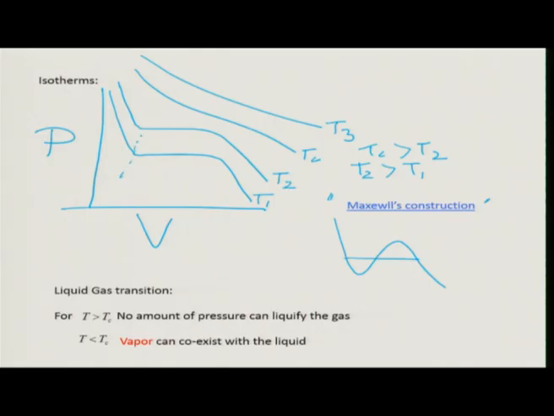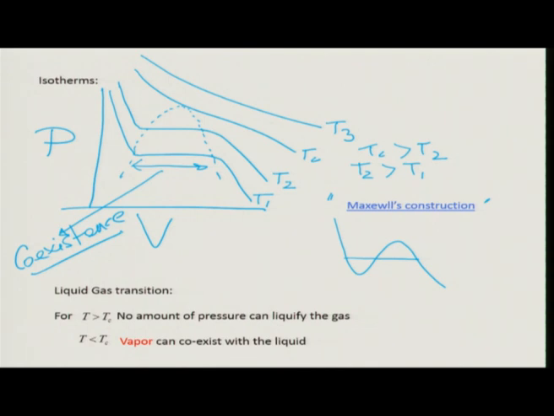I drew a dotted line here. I said, this region is actually the coexistence region in which liquid and gas coexist. I have to correct myself. Liquid and vapor coexist. Why is it important?